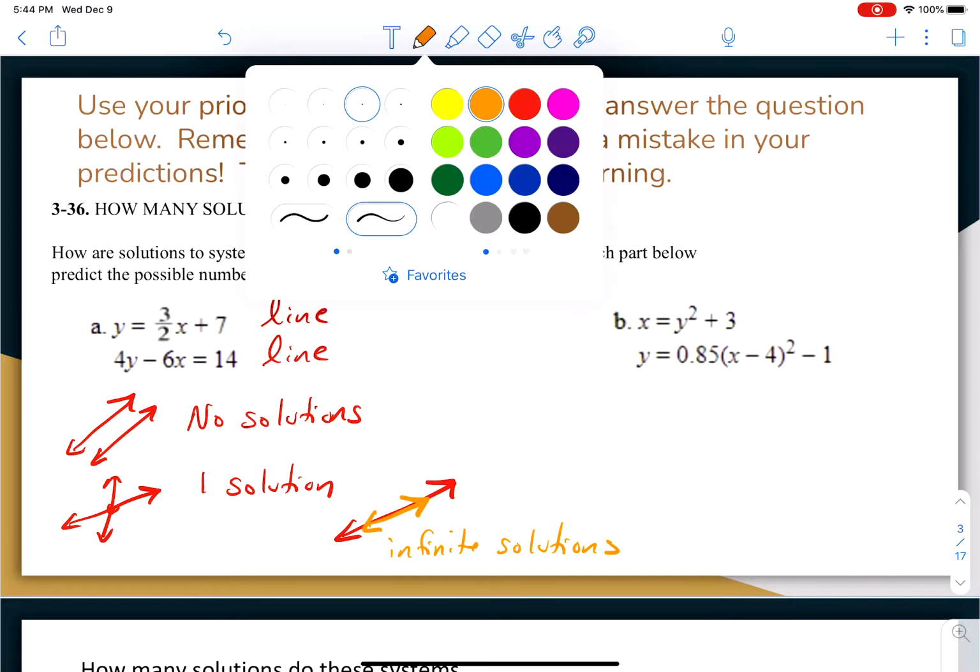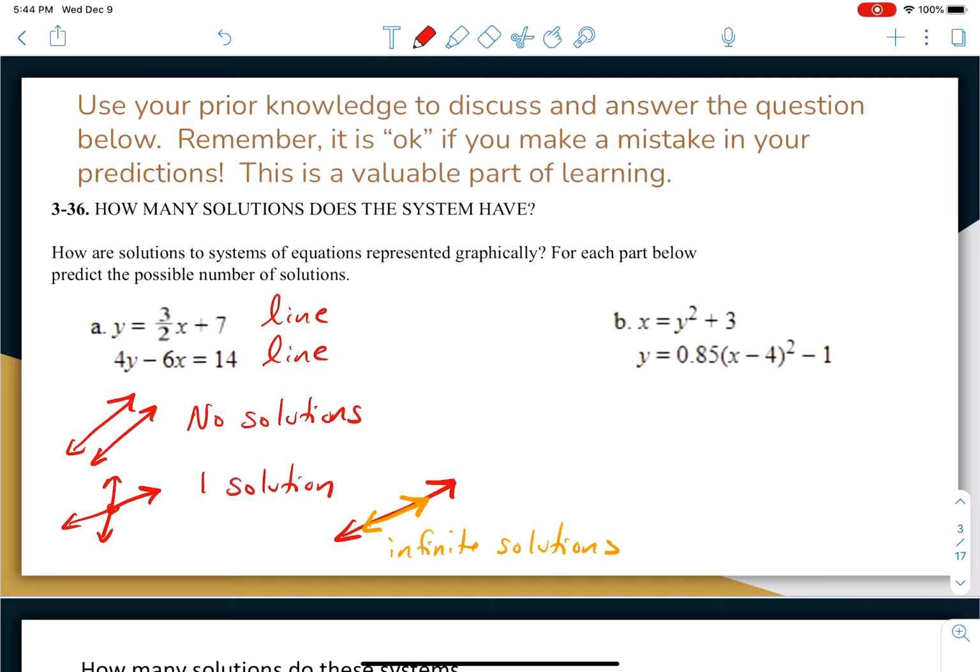Looking at my second problem, letter B, I have a quadratic in the first equation because the y is squared, so it's a quadratic on its side. And I have a quadratic in the second equation because the x is squared. So I have a quadratic that opens up.